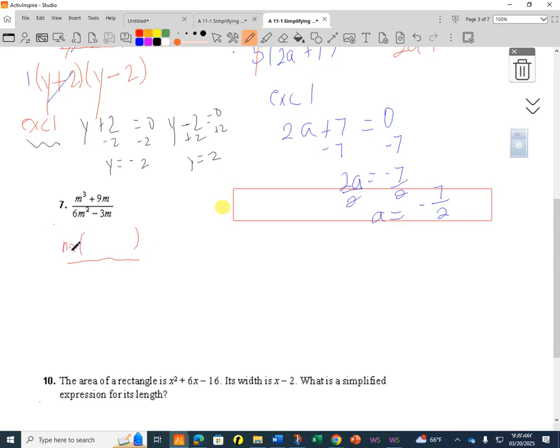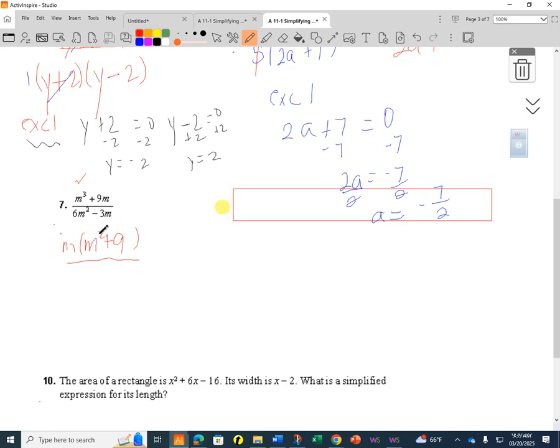If M is the greatest common factor, this other factor we can find by seeing what we need to multiply M by to get the first term. So M times M to the second power gives us M to the third power. If this is a plus, this has to be a plus. What do we have to multiply M by to get 9M? We have to multiply that by 9, right?